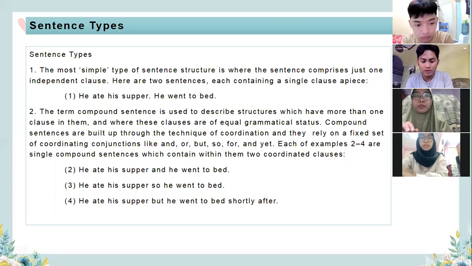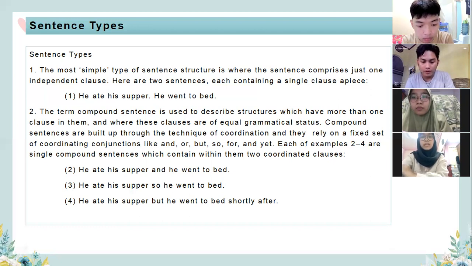Next is the compound sentence. The term compound sentence is used to describe structures which have more than one clause in them, where these clauses are of equal grammatical status. Compound sentences are built up through the technique of coordination, and they rely on a fixed set of coordinating conjunctions like and, or, but, so, for, and yet. Each of examples 2 to 4 is a single compound sentence which contains within it two coordinated clauses.